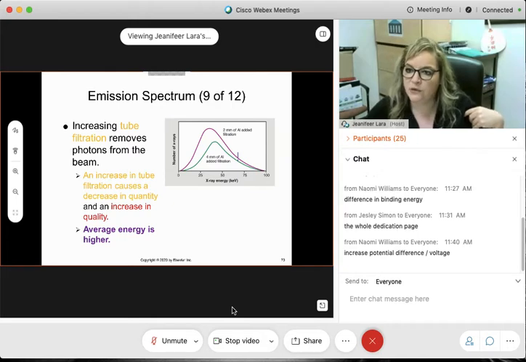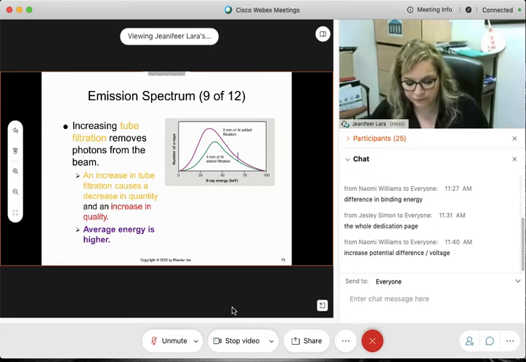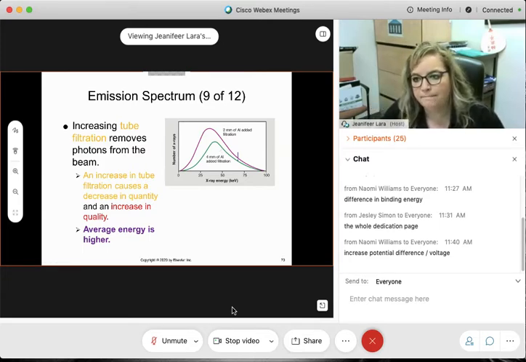Make sense? So the energy is increased, or the quality of the beam is increased, when we add more tube filtration. Does everybody understand that? Yes? It shifts over to the right.